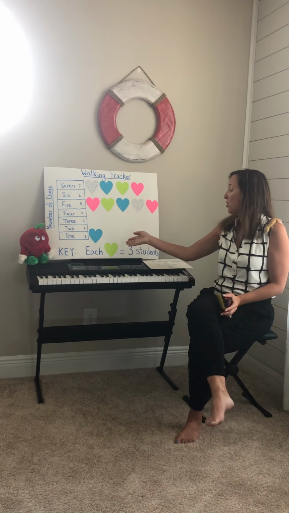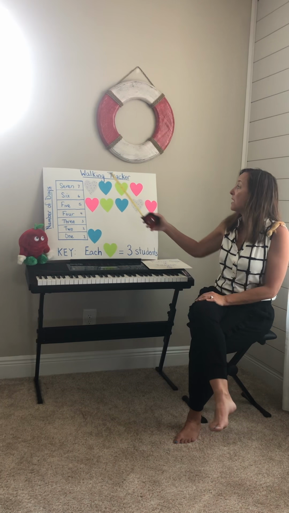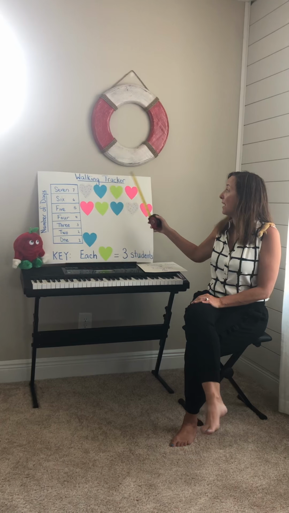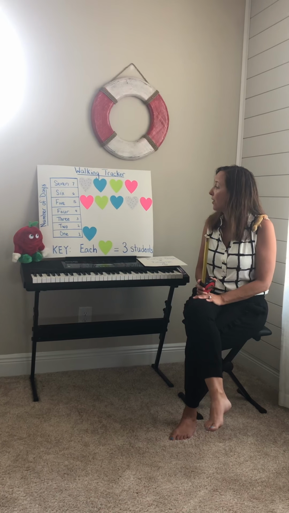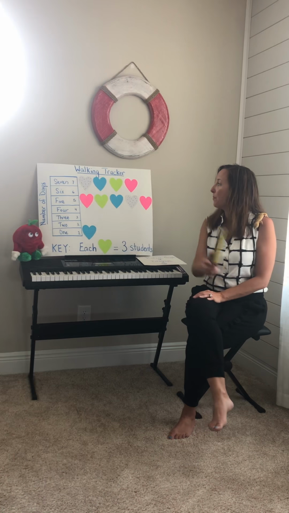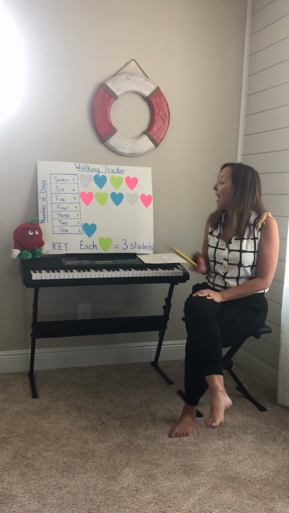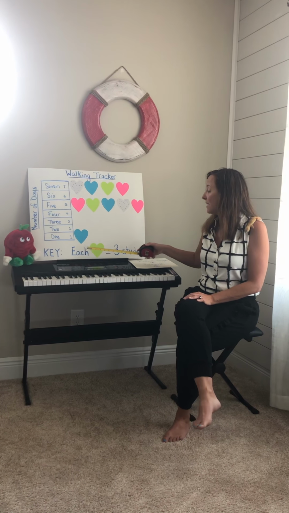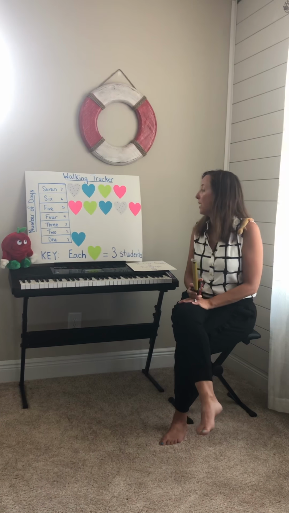students. I chose 3. So as you can see, a picture graph would have a proper heading. In this case, I chose walking tracker. It has number of days for the 7 days in a week, and it has the very important key. So in this case, each heart represents 3 students.